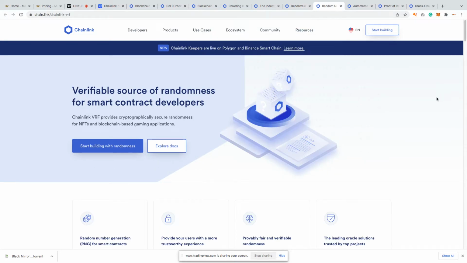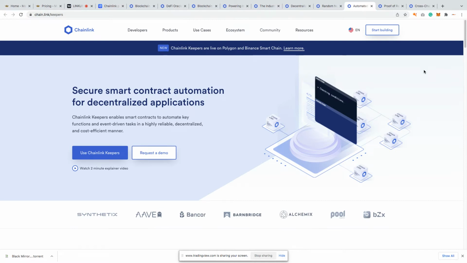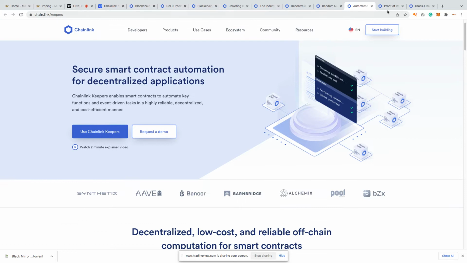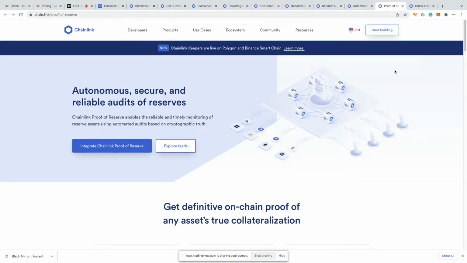Other services: verifiable source of randomness. Chainlink's VRF provides cryptographically secure randomness for NFTs and blockchain-based gaming applications. What other products do they offer? Chainlink has so many interesting services under it. Chainlink also provides smart contracts with automation. Chainlink Keepers enable smart contracts to automate key functions and event-driven tasks in a highly reliable, decentralized, and cost-efficient manner. Then when we talk about proof, we're talking about Chainlink Proof of Reserve, right?